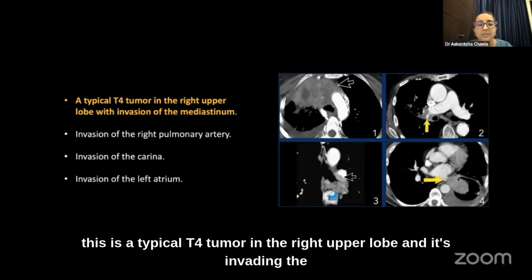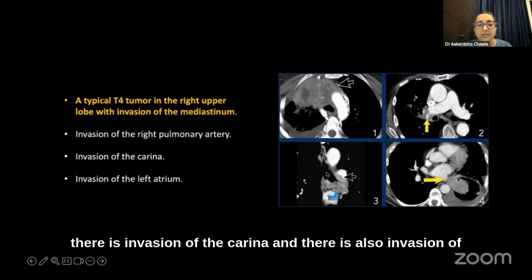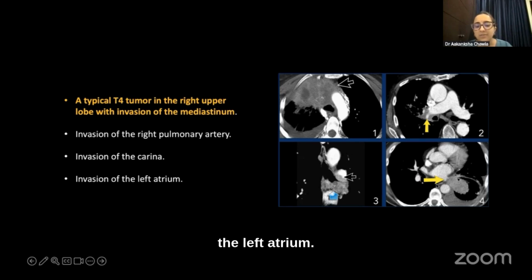So this is a typical T4 tumor in the right upper lobe, and it's invading the mediastinum. There is invasion of the right pulmonary artery. There is invasion of the carina, and there is also invasion of the left atrium.